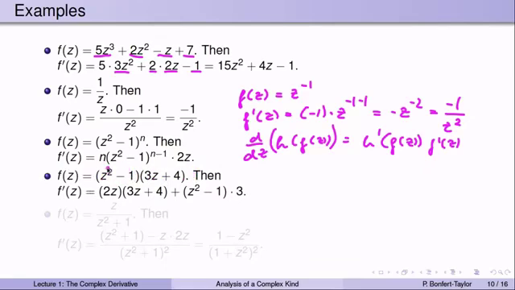The product rule said that we need to take the derivative of the first function, which in this case is 2z, the derivative of z squared minus 1, and multiply it with the second function, 3z plus 4, plus the first function, z squared minus 1, times the derivative of the second function. But the derivative of 3z plus 4 is simply 3, because 4 is a constant function whose derivative is 0.